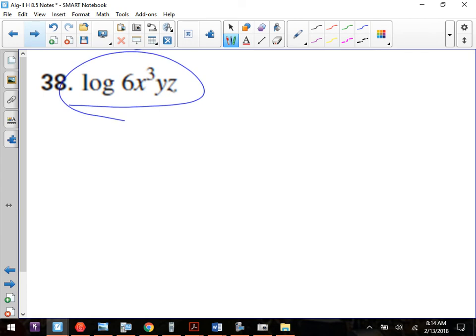Do that one real quick. Expand. Yes, there's a Z.